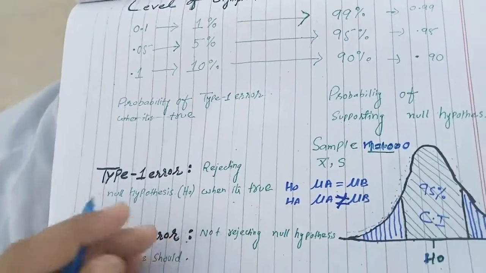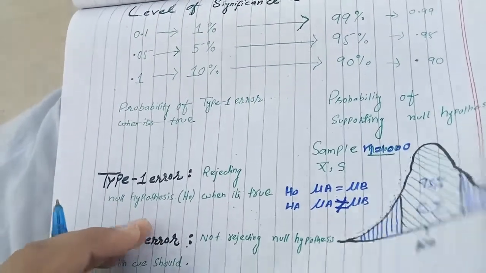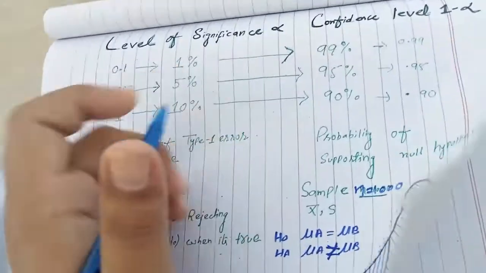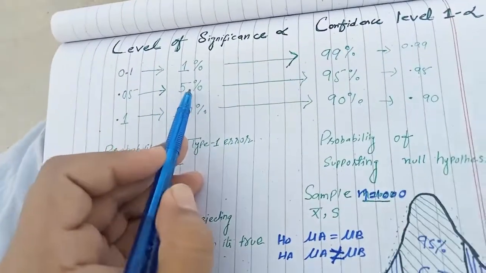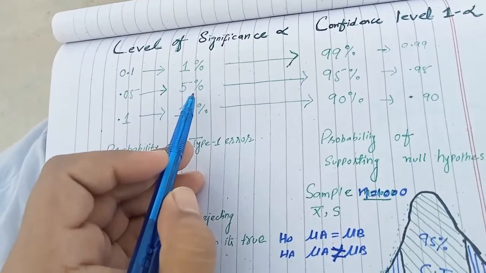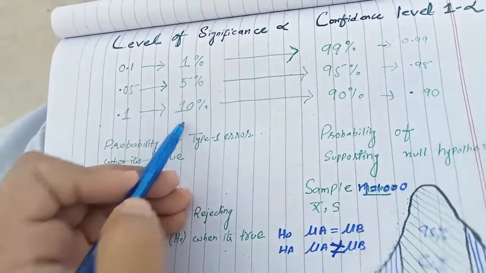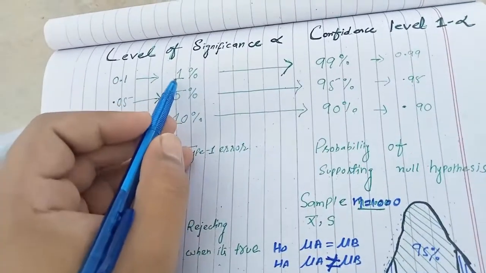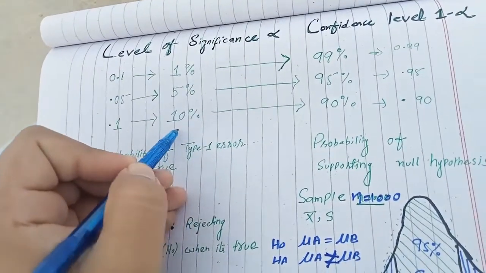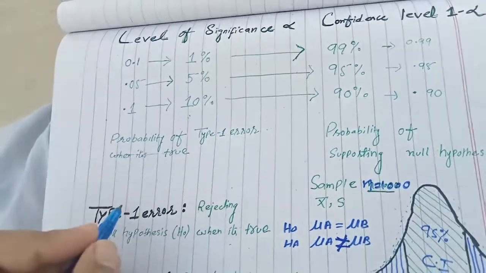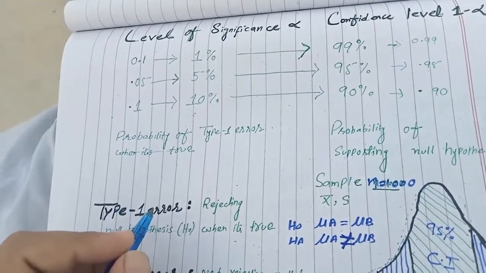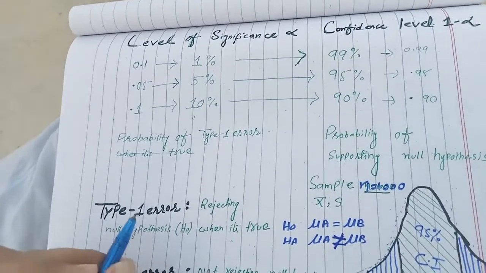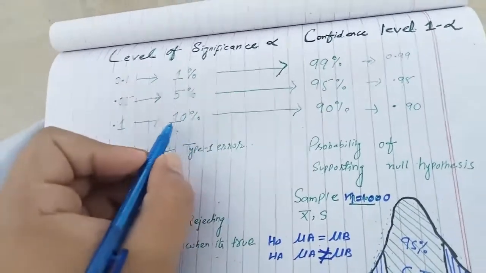There is a possibility that we make a type 1 error or a type 2 error. For example, mostly we set the threshold at 5%. Why not 1%? Why not 10%? Listen, if we set the threshold at 10%, the probability of a type 1 error gets higher. The chances of a type 1 error get higher if we set the threshold at 10%.